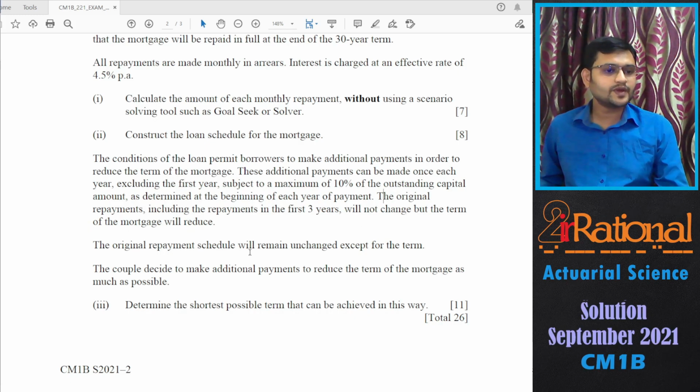The original repayment schedule will remain unchanged except for the term. The couple decides to make additional payments to reduce the term of the mortgage as much as possible. So the maximum 10% of the payment would be done. Determine the shortest possible term that can be achieved in this way.